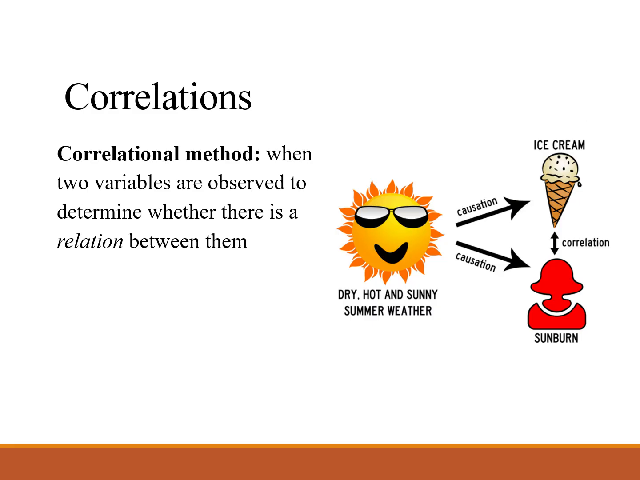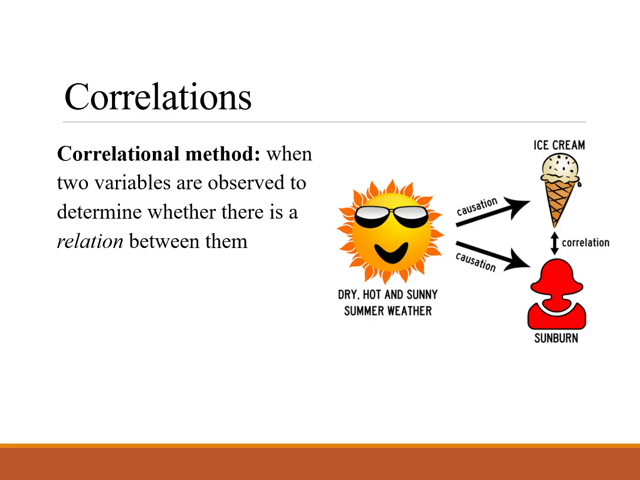First is the correlational method, which is when 2 variables are observed to determine whether there is a relation between them. This word relation is important because some people mistake it for cause and effect. We are simply stating that when one variable increases or decreases, another variable increases or decreases. In other words, we can't confuse correlation with causation.